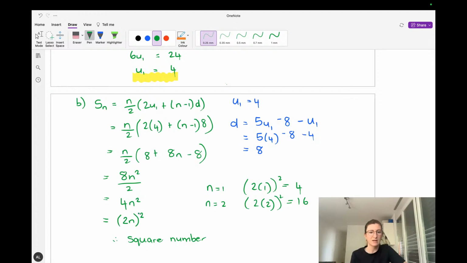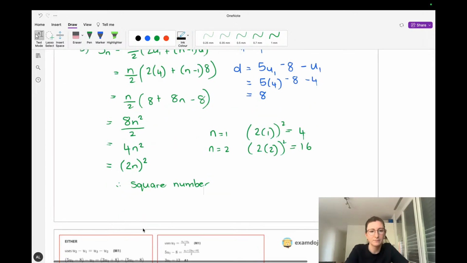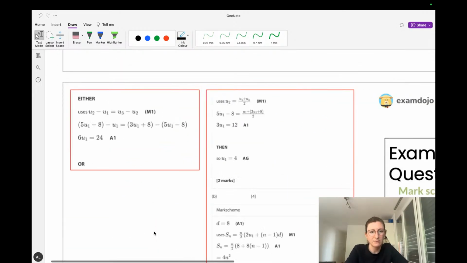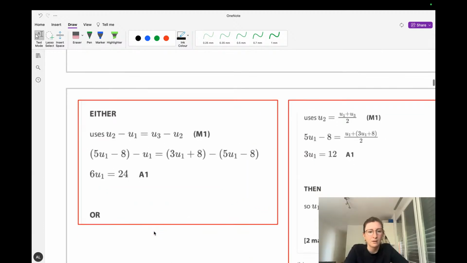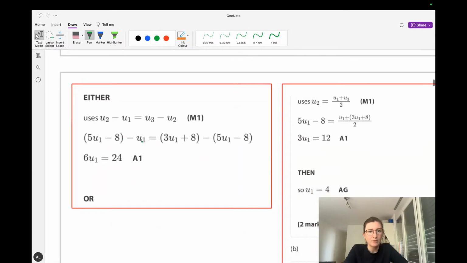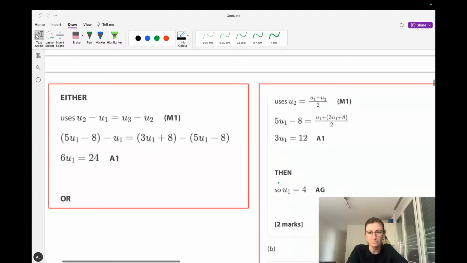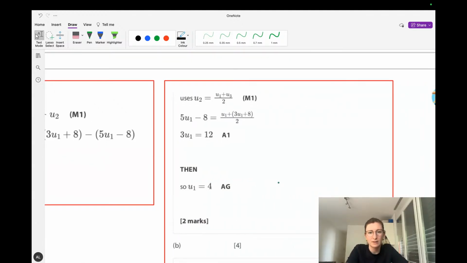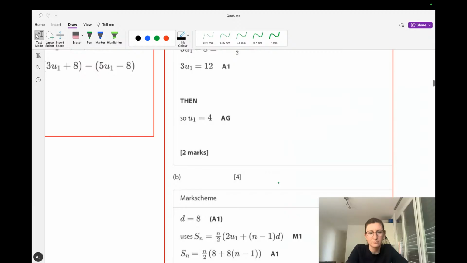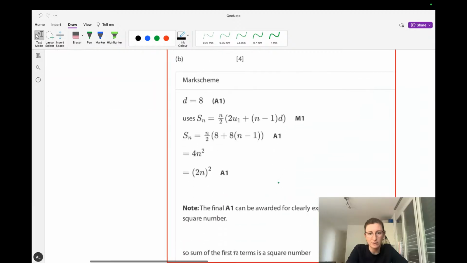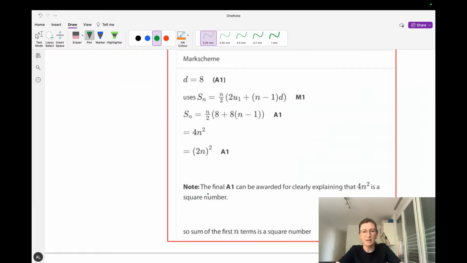And it's sufficient to say that that is a square number. Your examiners will know. So let's see, what do we have on the mark scheme? You have a lot for setting up your equations. So anything that showed you recognize that u2 minus u1 is the same as u3 minus u2. Then we have just method marks. There's nothing crazy going on here. If you explain that 4n squared is a square number, then you can get the final A1, but you do have to explain that.